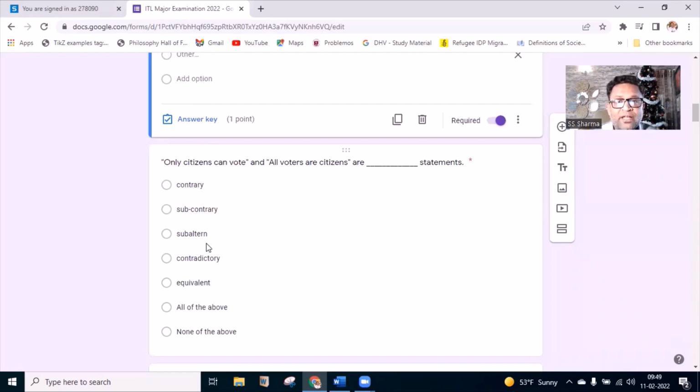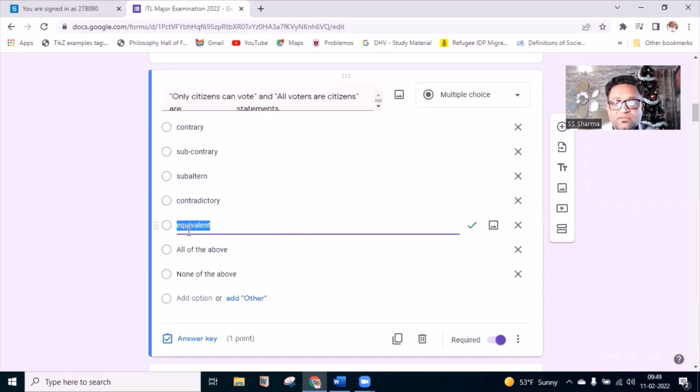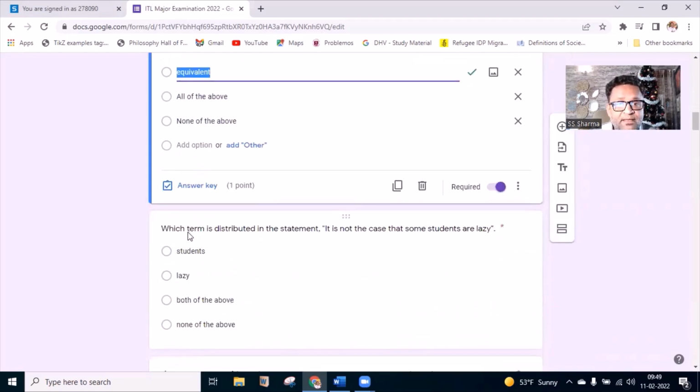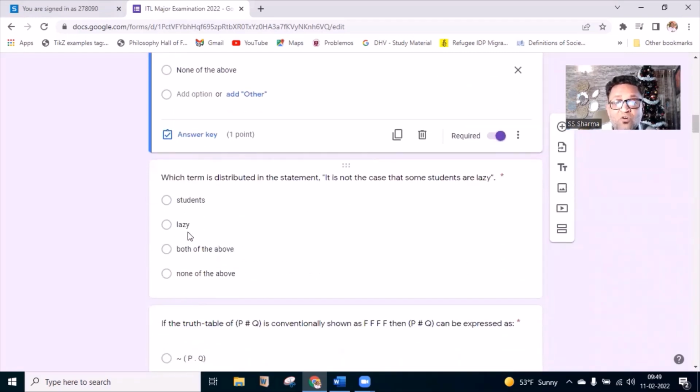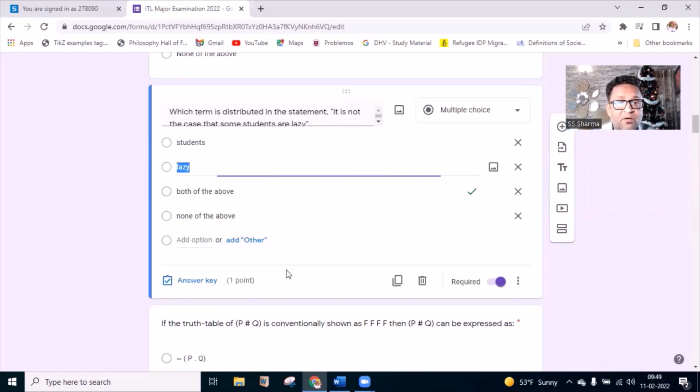Only citizens can vote and all voters are citizens. If you see, these are nothing but equivalent expressions, right? So the answer of this was this one, equivalent. Fine. Then which term is distributed in the statement: it is not the case that some students are lazy. Now, it is not the case that some students are lazy is a negation of an I proposition. When you go for a negation of an I proposition, it will become an E proposition. And you know that in an E proposition, both the terms are distributed. So you can see that both of the above will be the answer.